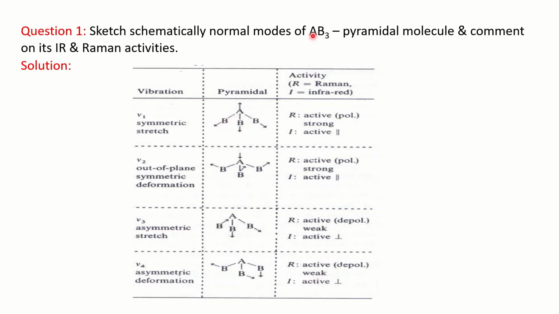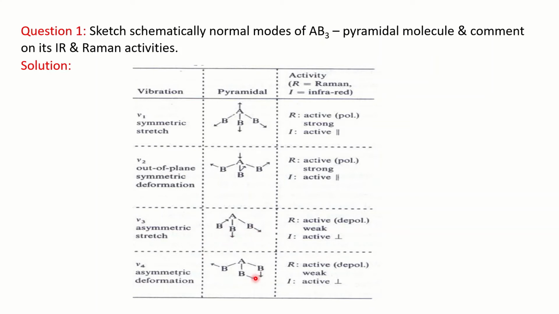And so for an AB3 molecule, either it may be planar or it may be pyramidal. Planar is ruled out because it has a center of symmetry, where planarity is there. Then here pyramidal is the option, because you can see all the vibrations are Raman and IR active here.